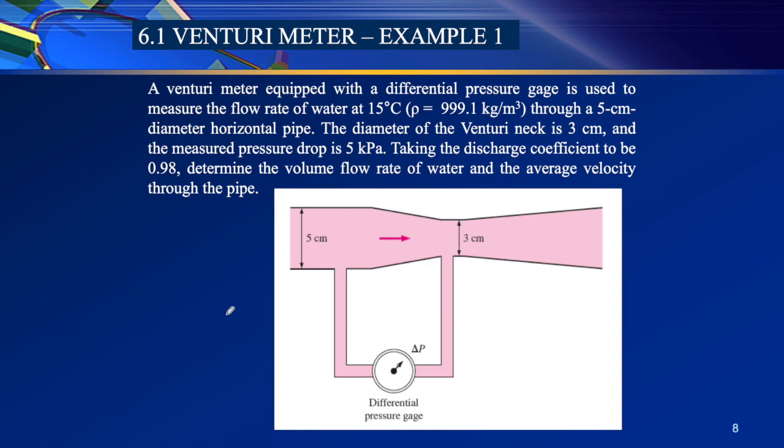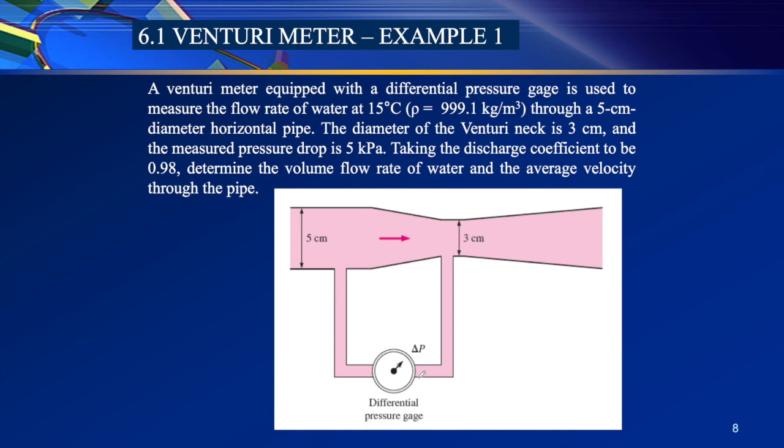Okay, this is the venturimeter example. So let's take a look at the example, because previously we already learned how to derive the venturimeter. Then we go to the question. This is the example: a venturimeter equipped with a differential pressure gauge. So we do have a venturimeter. This is the venturi, and then it is equipped with a differential pressure gauge.